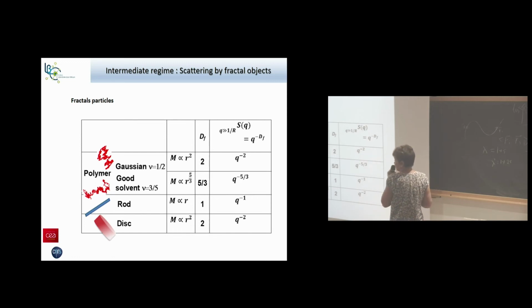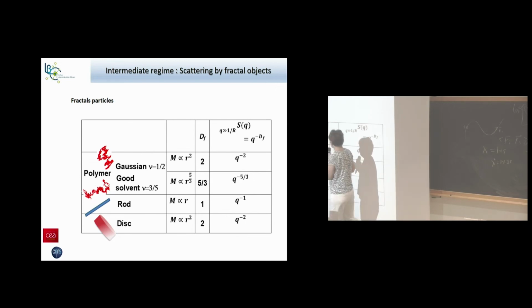Fractal particles, you have seen some, a lot, in fact. You have seen the Gaussian chain, a chain in a good solvent. The fractal dimension of a Gaussian chain is 2, and the mass varies as r squared. The Flory law is r varies as m to the power 1/2.